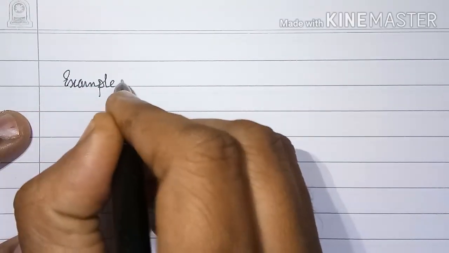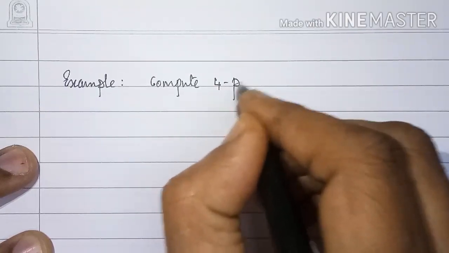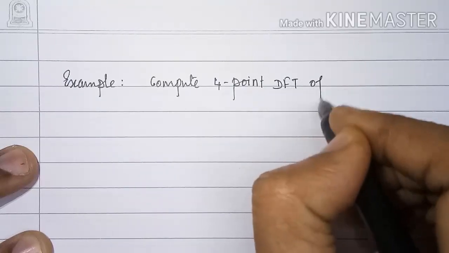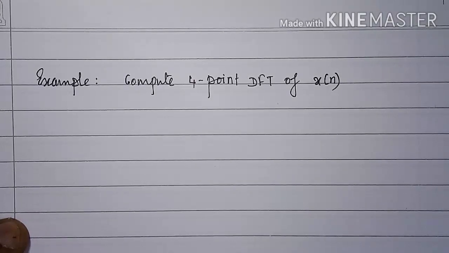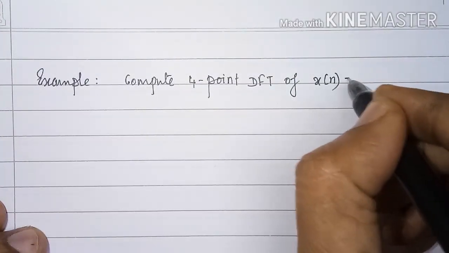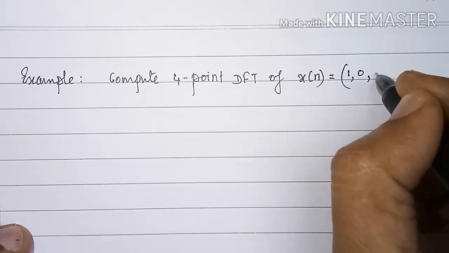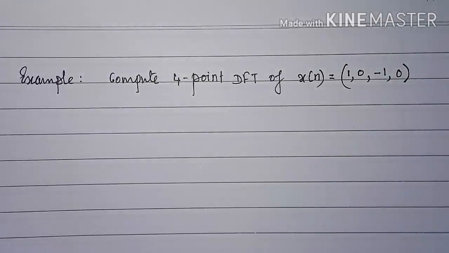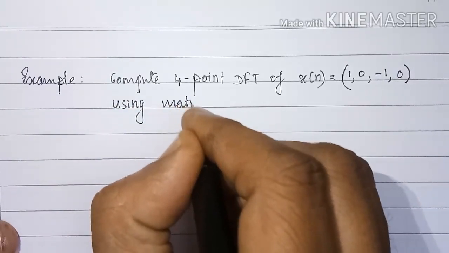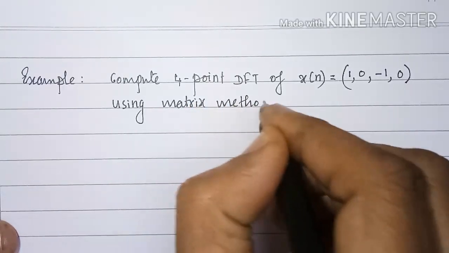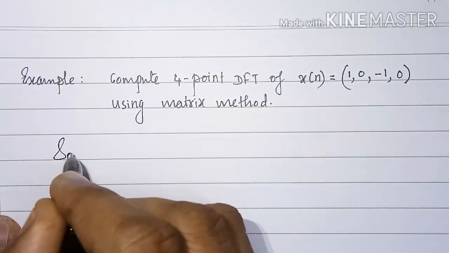Take one example here. Compute the 4-point DFT of x of n equal to 1 0 minus 1 0, using the matrix method. So the solution follows like this.